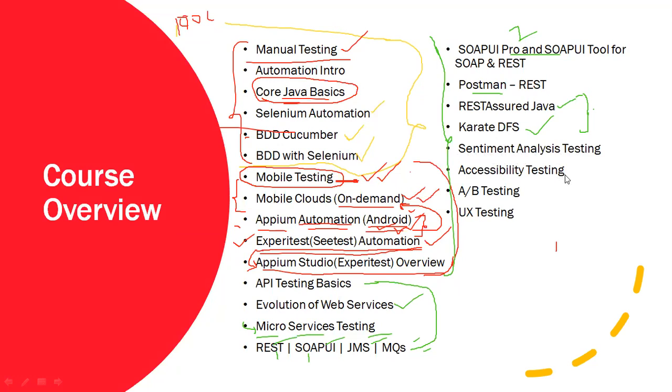As well as accessibility testing, yes, it is mandatory now for many government organizations when they build either mobile or web based applications. A/B testing is like a comparison testing which is simple and takes 1 or 2 hours. And user experience testing is more of a theoretical part, and we'll try to see how to convert this theoretical part into a practical part. So this is the course overview.